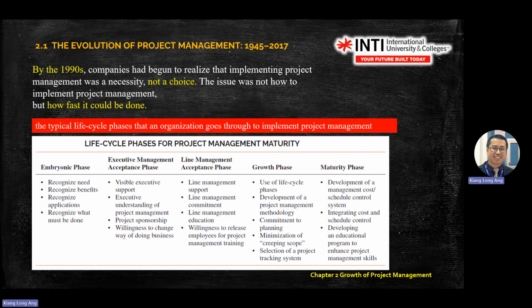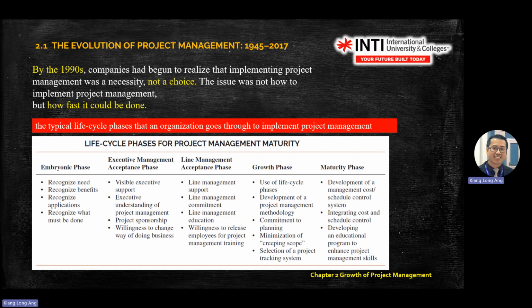Okay, so try to differentiate project management life cycle phases and maturity. Maturity has 1, 2, 3, 4, 5. So these 5 phases are different from the previous life cycle phases. This module is very sensitive to the wording that you use. They look quite similar, but they actually mean something different in terms of project management. So be careful on that.